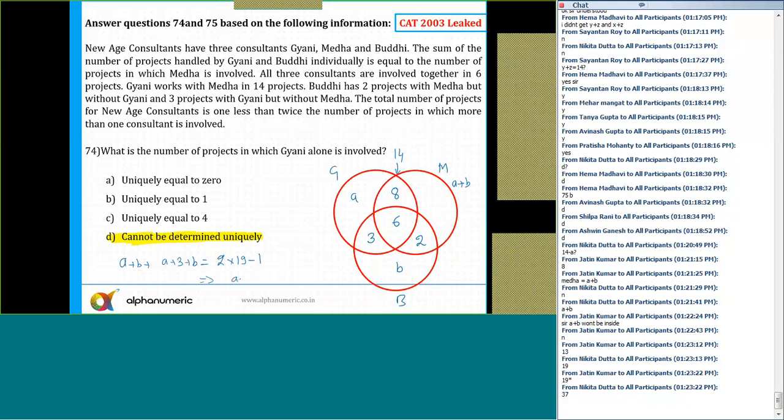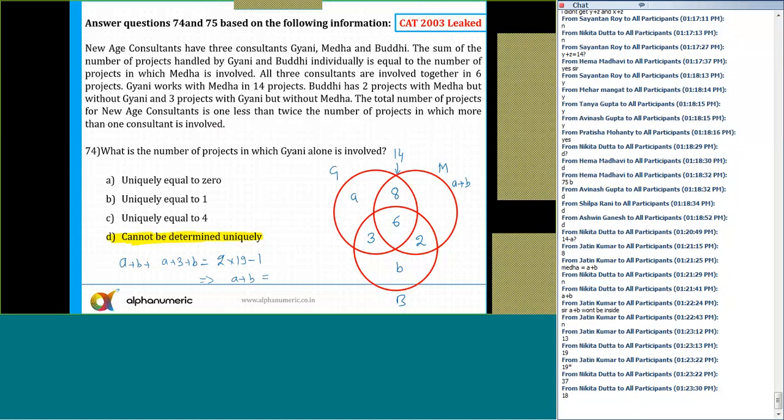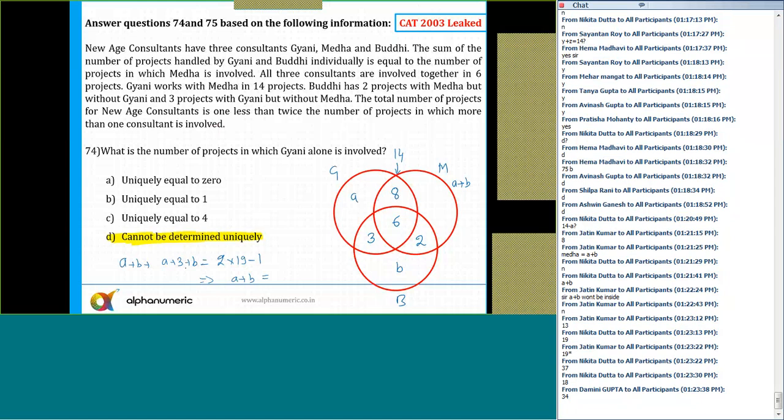So from here, can you tell me what is the value of A plus B? What is the value of A plus B? 2 into 19 is 38, minus 1 is 37, 37 minus 3 is 34, and 34 by 2 is 17. So I think A plus B equals 17. Yes or no?